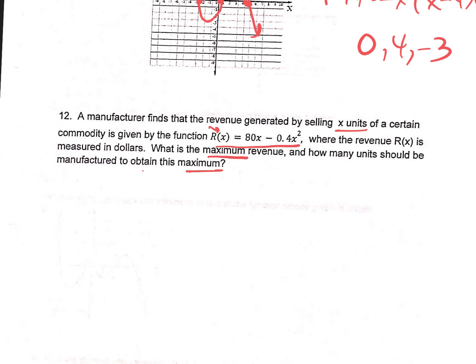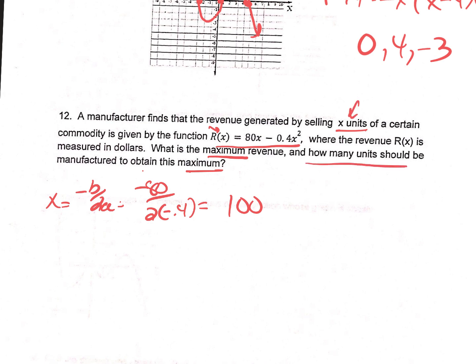The maximum always occurs at the vertex. So I'm just going to find the vertex, which means I'm going to say x equals negative b over 2a. The b is 80, so I'm going to say negative 80. The a is negative 0.4, so I'm going to do 2 times negative 0.4. And just see what that gives me. Negative 80 divided by 2 times negative 0.4. That's giving me 100. Now 100 is the x. That's the maximum amount of units. So when it says how many units should be manufactured to get the maximum, 100 units.